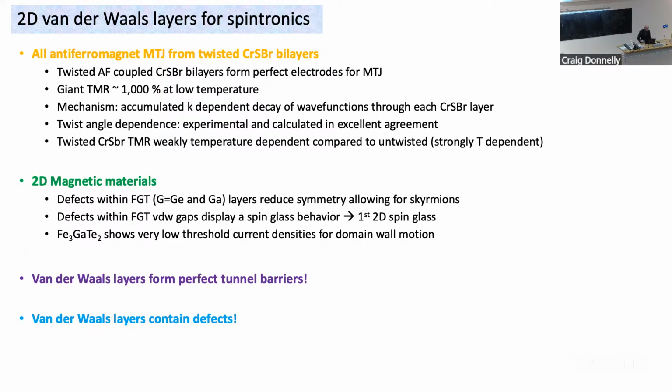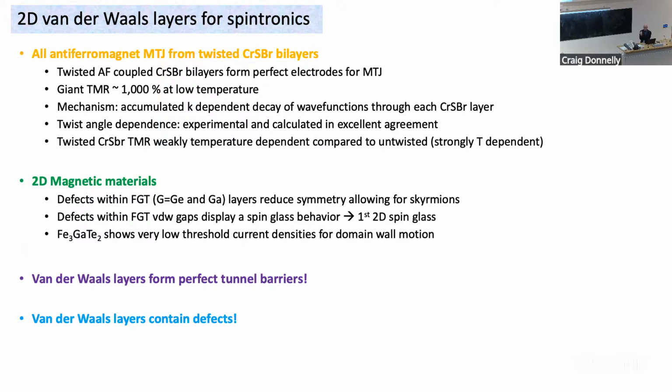And by twisting these layers, we can show with excellent agreement with a model in which we look at how the spin-polarized electrons decay through these structures. And finally, we've shown you that the domain walls can move with very high mobility in these structures, reflective of the perfection of the layers, yet these structures actually have significant defects. They lower the symmetry from centrosymmetric structure to a non-centrosymmetric structure, allowing for these vector exchange interactions and the display of skyrmions, which is very interesting.